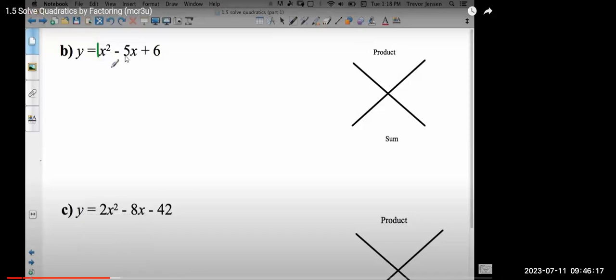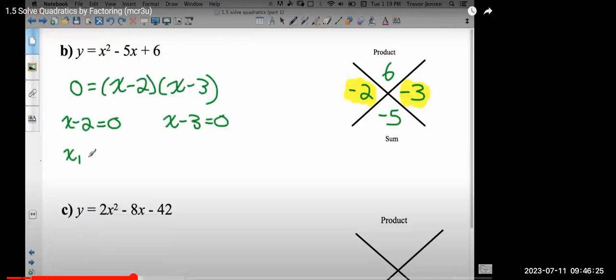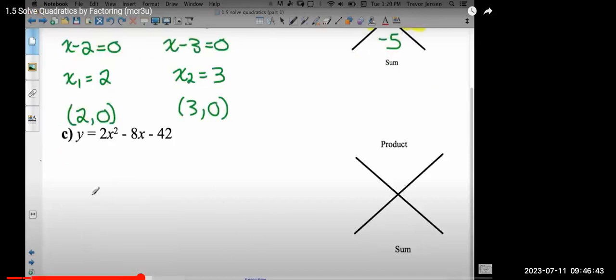This is again product and sum. This would probably be -3 and -2. And then that would be your answer. So in order to find what that x-intercept is, just take this one, x minus 2 equals 0. Then you're going to have x is equal to 2 and x is equal to 3. Okay, so let's continue.